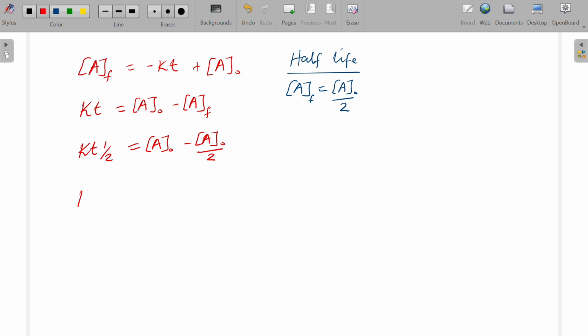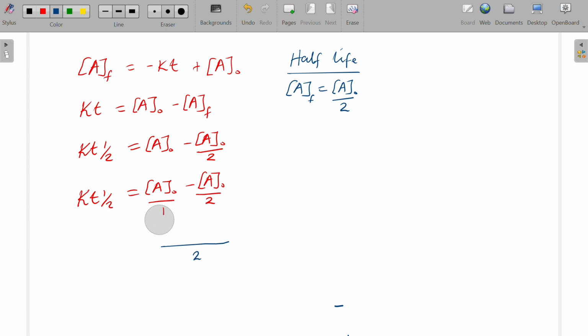This will be equal to our Kt half, like that, is equal to, we'll still have our initial concentration there. Now, working on what is on the right side, what we are going to have is this. So this is over 2, and this is like over 1, so it's over 1. We're going to find the common denominator, like that. This is 2 and 1, so our common denominator is 2.